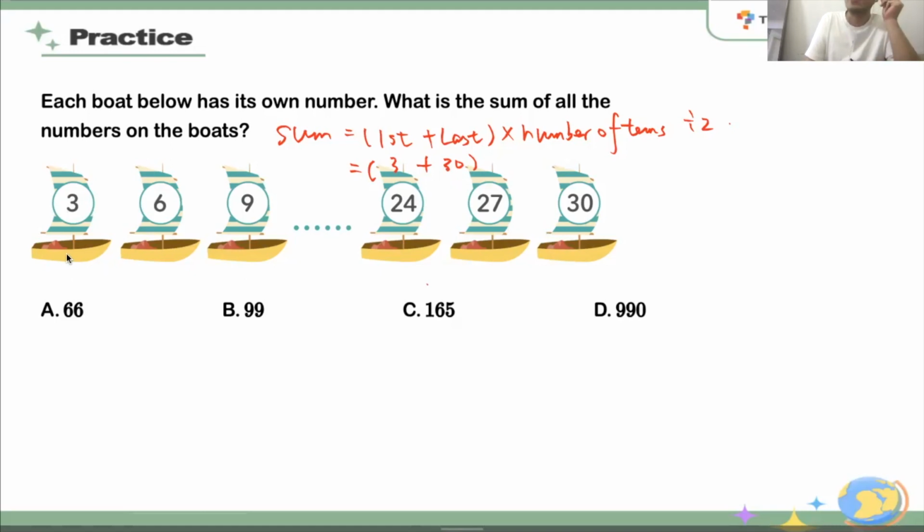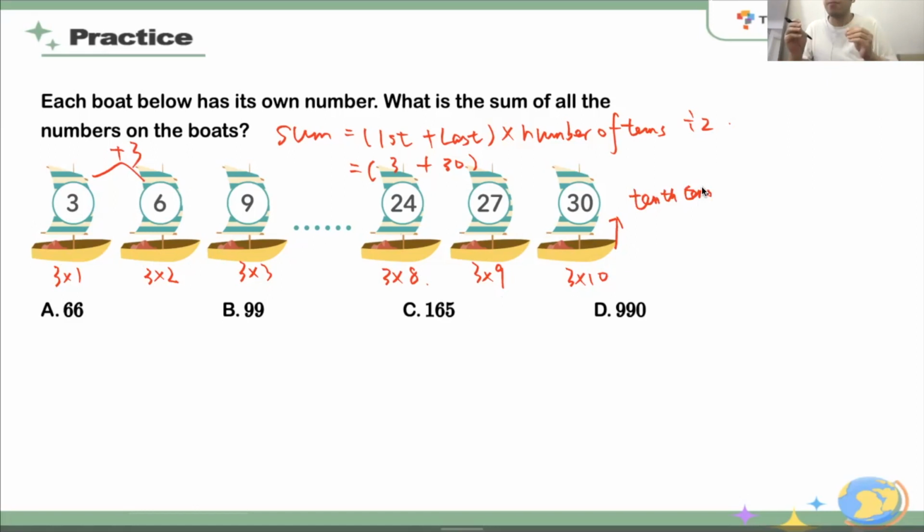So if you cannot figure out how many terms, we can find how we form this sequence. Okay, first we find the difference is 3, right? And we find the first term is 3 times 1, second term 3 times 2, third term 3 times 3, and so on, 3 times 8, 3 times 9, 3 times 10. So that means the last term is the 10th term, right? So if the last term is the 10th term, it means we have 10 terms.